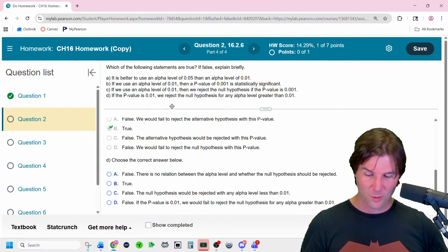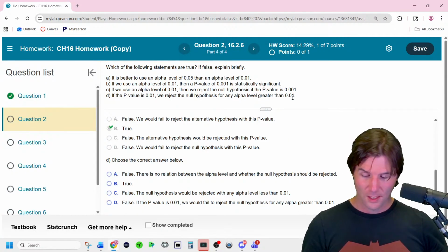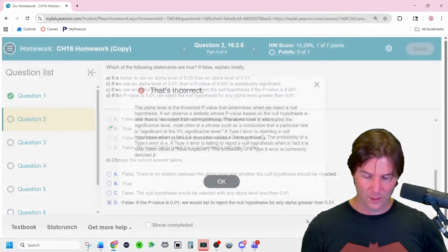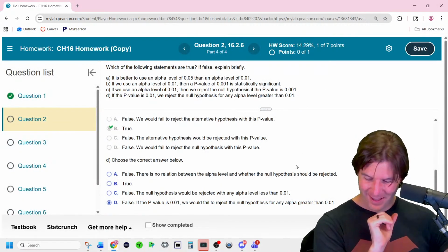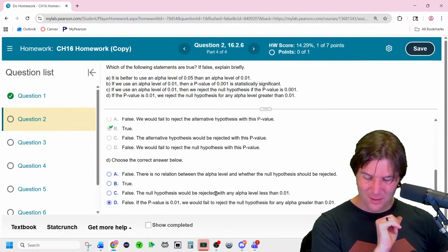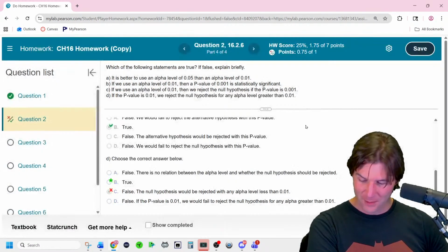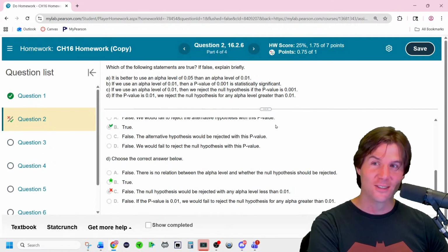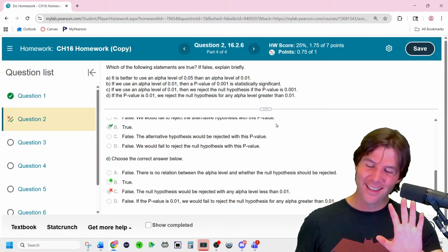If the p-value is 0.01, reject the null for any value greater. No, when the p-value is low, reject the null. It should be this. Oh, we failed to reject. Yeah, we failed to reject. Wait, what? I did that on purpose. The null hypothesis would be rejected for any value less than. That's what I said. Wait, what am I doing? Wait, it was true? What have I done? Let me read it again, like two times here.